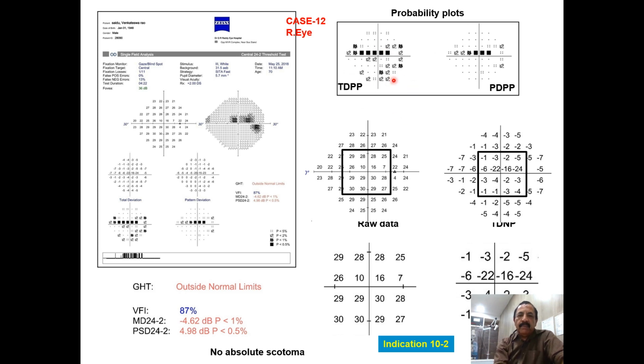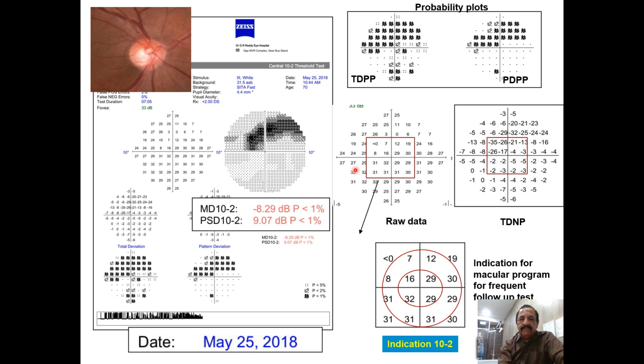Suppose you only see the probability plot and don't look at the depth of the scotoma, you cannot identify where glaucoma started. So the importance is to look for the deep scotoma to identify where the glaucoma started, and there is a definite indication for 10-2, even though the mean deviation is only -4. When the field is repeated with 10-2, the points at 3-degree, 5-degree, 7-degree are showing gross loss of retinal sensitivity.